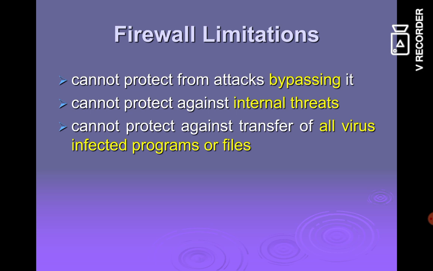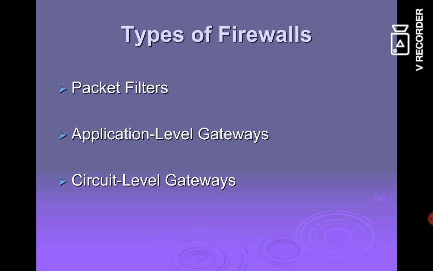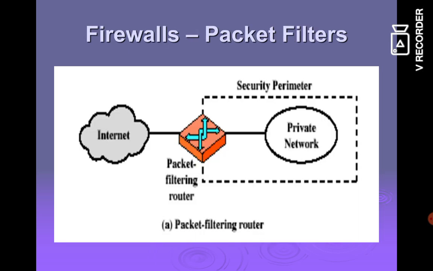So if the attackers are bypassing the firewall, then we cannot stop. If the attackers are within the organization, then we can't do anything. If the attack is from a virus infected program or virus infected file, then also we can't do anything. So we have three types of firewall: packet filter, application level gateway, circuit level gateway.